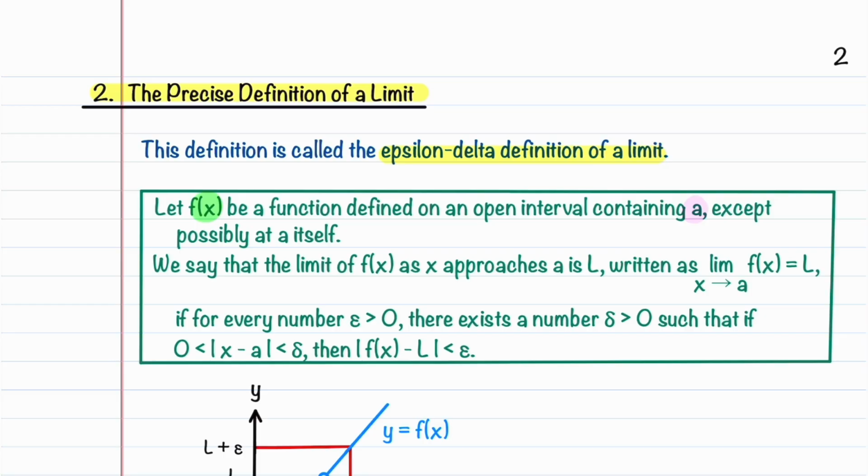We can say that the limit of f of x as x approaches a is L if for every number epsilon greater than 0, there exists a number delta also greater than 0, such that if 0 is less than the absolute value of x minus a is less than delta, then the absolute value of f of x minus L is less than epsilon. Let's now make sense of all this.